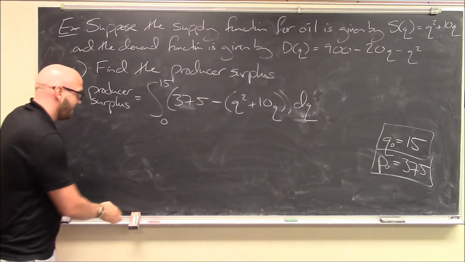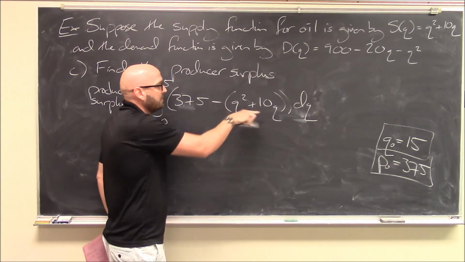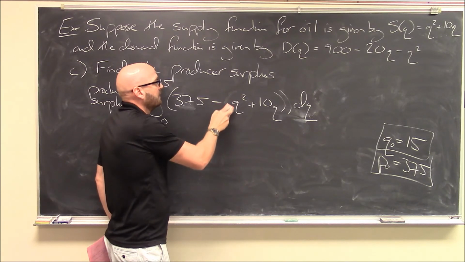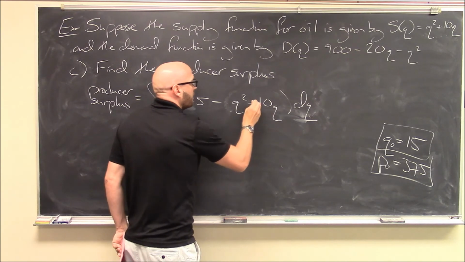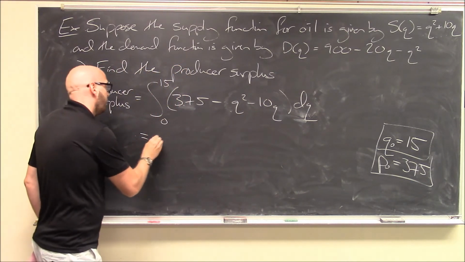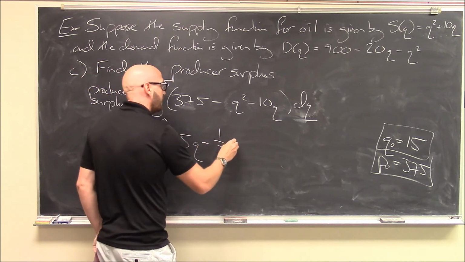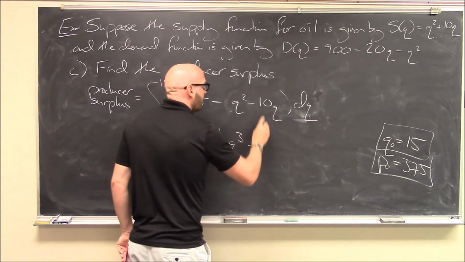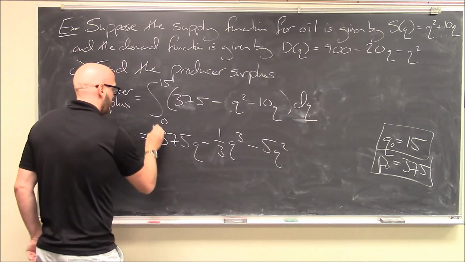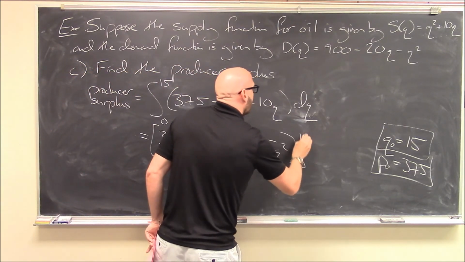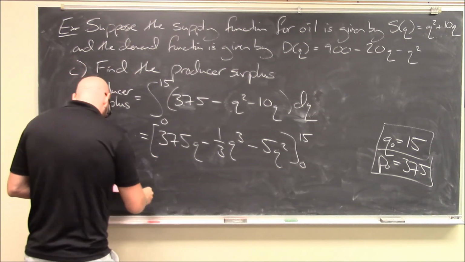And again, in the interest of space, I'm going to do what I did last time, which is cheat a little bit. I'm just going to do some arithmetic on the board here. We're going to distribute this negative as we go. So that would be minus Q squared minus 10Q. And we integrate this. We have 375Q minus 1/3 Q cubed minus 10Q squared over 2 is 5Q squared. Evaluate that from 0 to 15, so plug in 15, then minus what you get when you plug in 0.